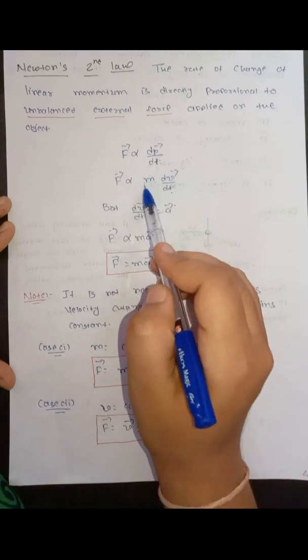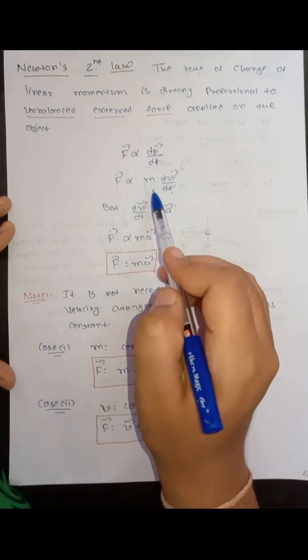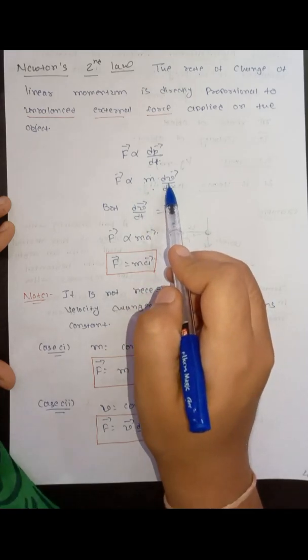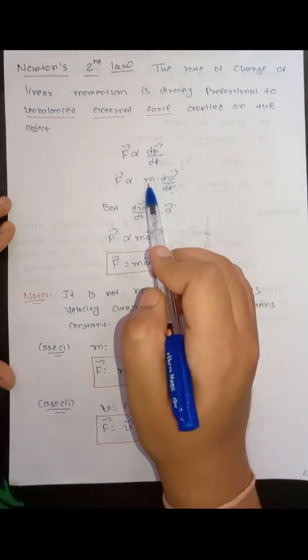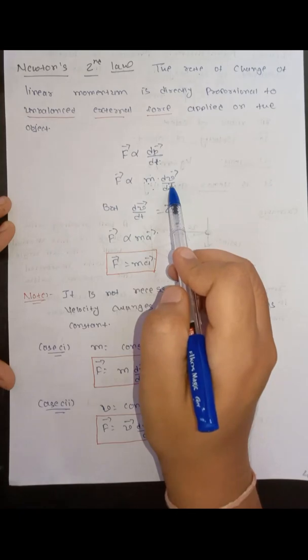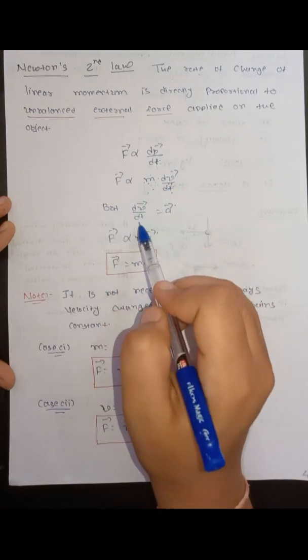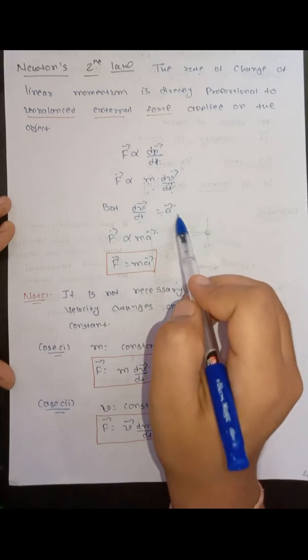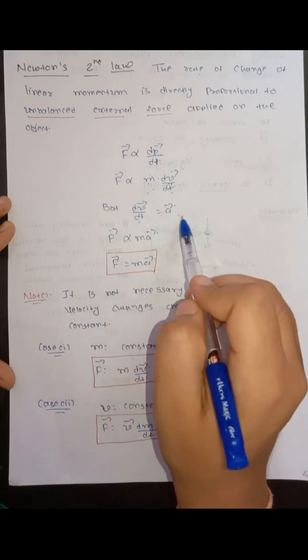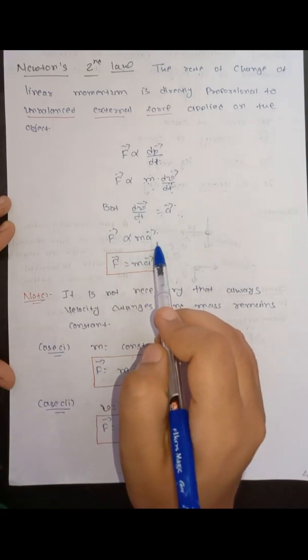Here we have taken mass constant because on application of force, the mass of the object is not changing, but its velocity is changing. So we are taking mass constant and velocity variable, but this is not the necessary case. But dv by dt is equal to acceleration. Rate of change of velocity is acceleration. So F is directly proportional to ma.